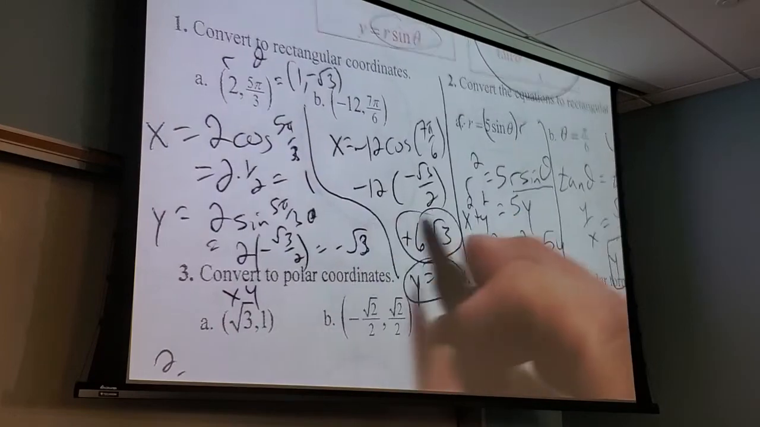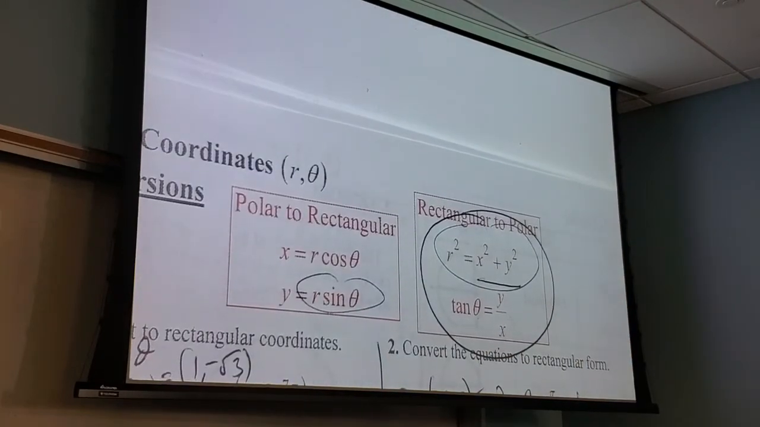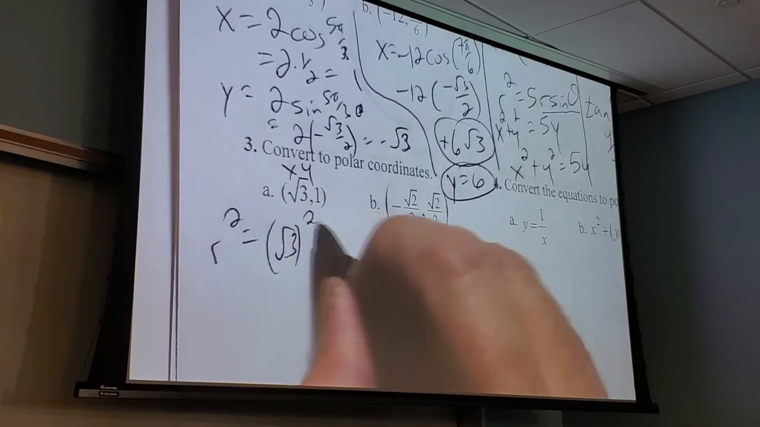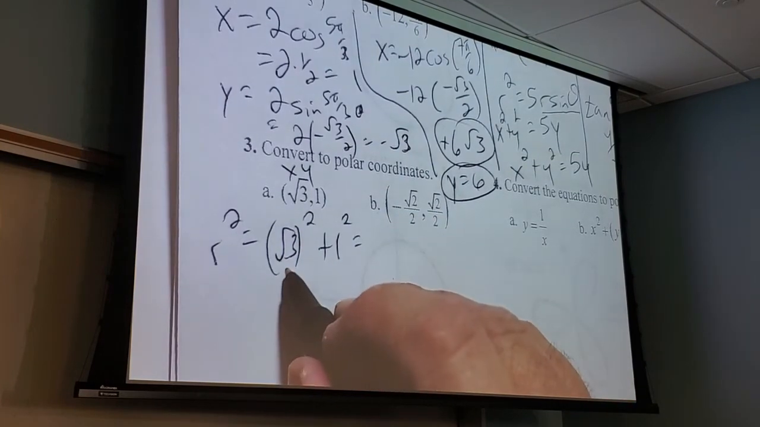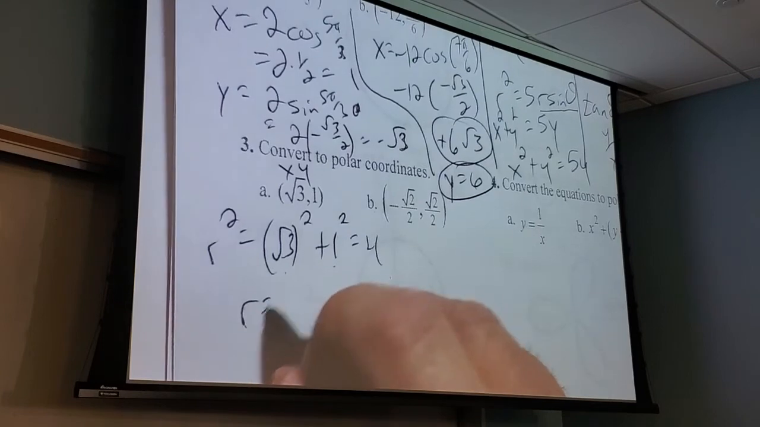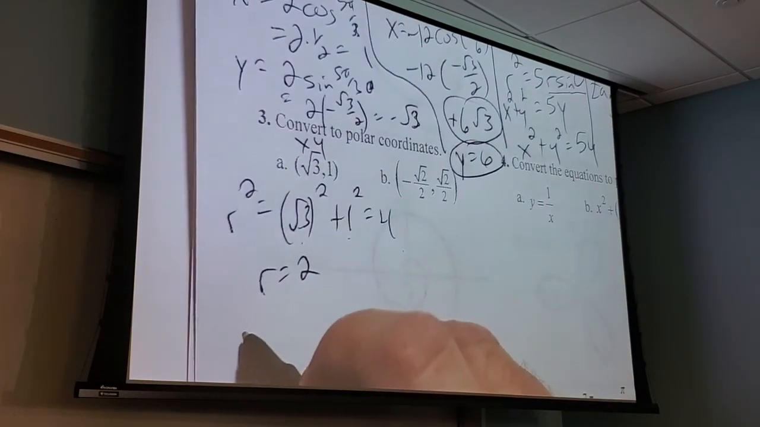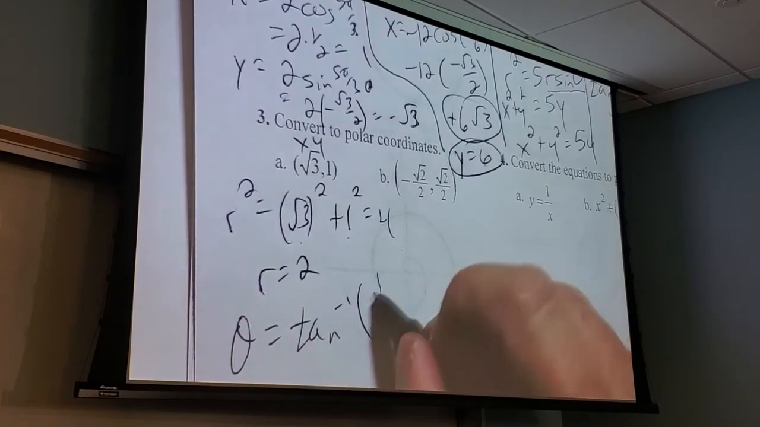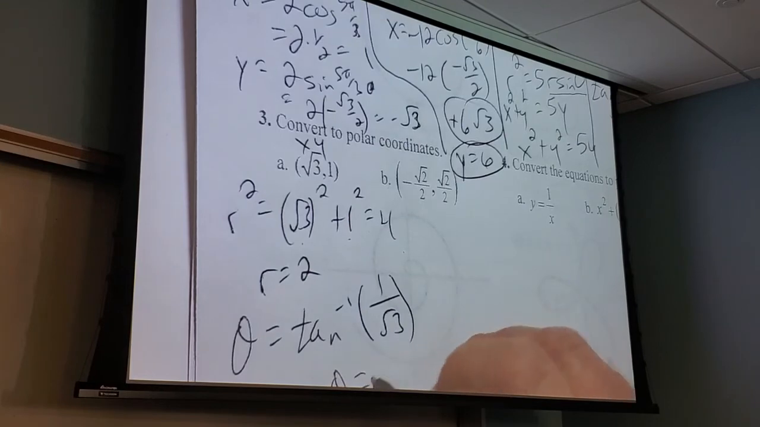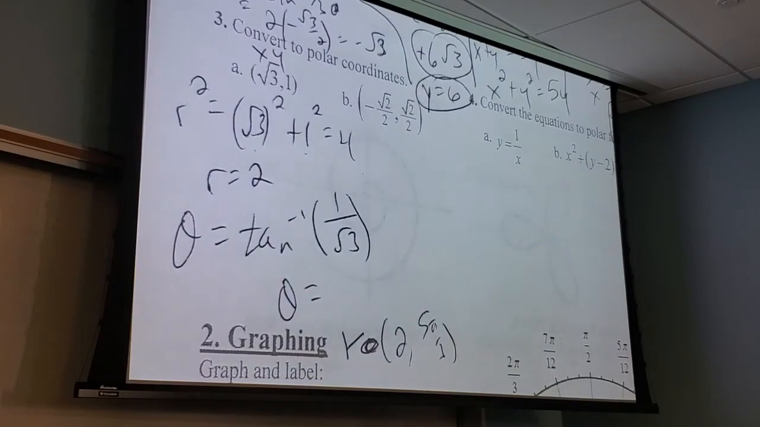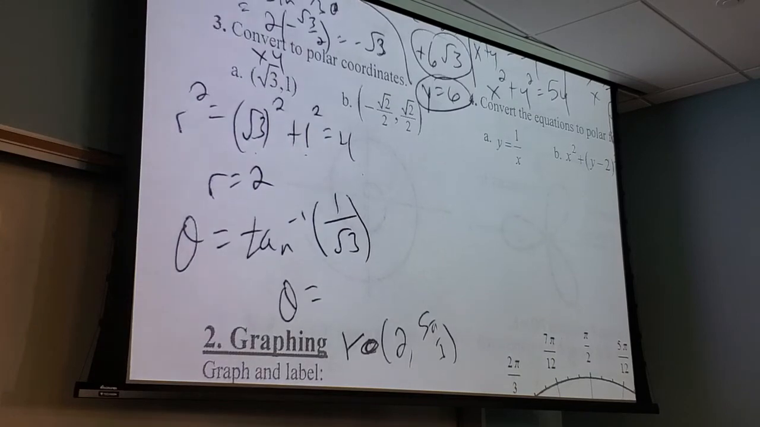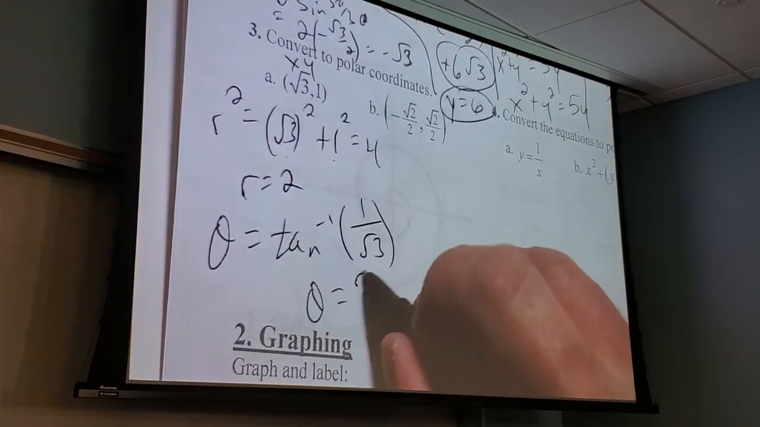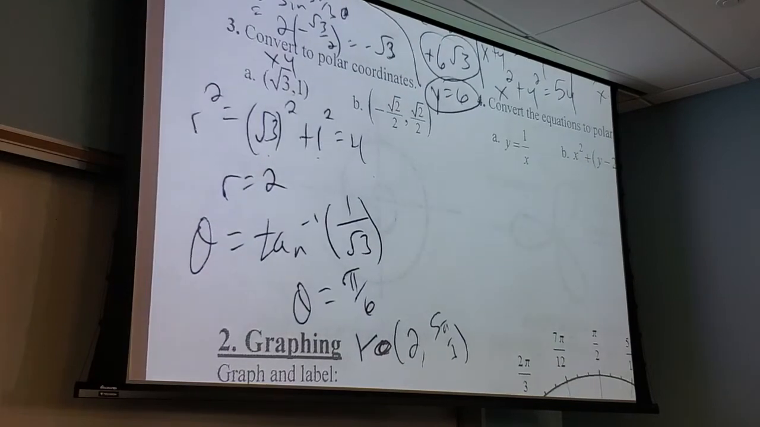Well, r squared would equal x squared plus y squared. Square root of 3 squared is 3, plus 1. So r is 2. I like it. And then theta is the inverse tangent of y over x. Does anyone know what angle that is? We just did it a second ago. Pi over 6 or 30 degrees, yeah.